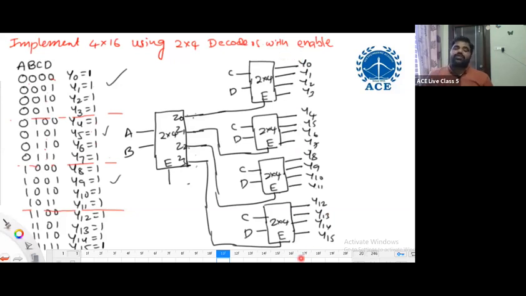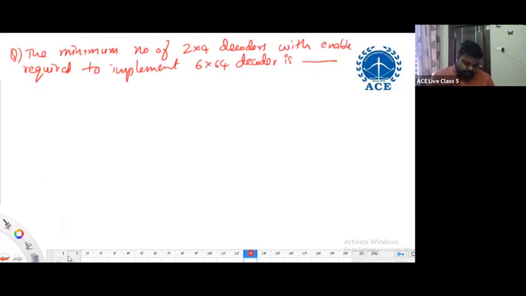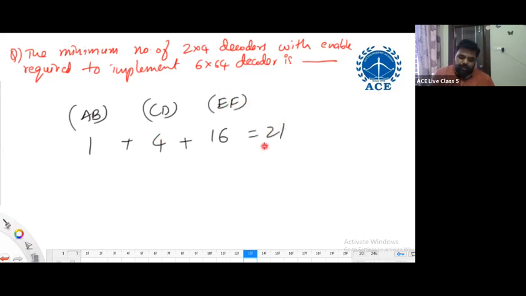It is not 2 stages. Now we are going to see 3 stages, because we are using 2 to 4 decoders. In each stage, I can use only 2 inputs. So 2 plus 2 plus 2, total 3 stages we have. In the third stage, 16 2 to 4 decoders can be enabled with these 16 lines, right? So if I would like to go with the analysis, what is it here? AB 1, CD 4, then EF how many? 16, total 21.